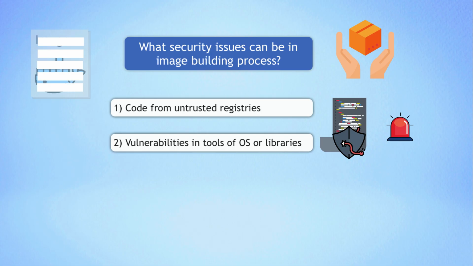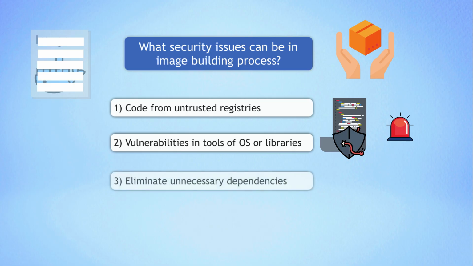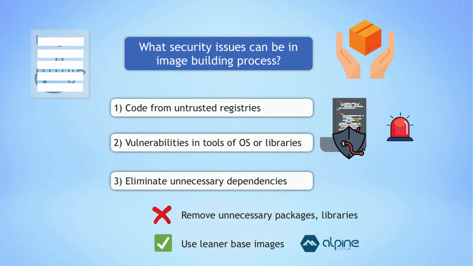Generally, when we're building images, developers should eliminate any unnecessary packages, libraries, and dependencies that the application doesn't necessarily need, or it may need at build time, but not necessarily at runtime. And also they should choose leaner and smaller base images with fewer tools inside to build the application image, because mostly you don't need so many tools to run your applications.